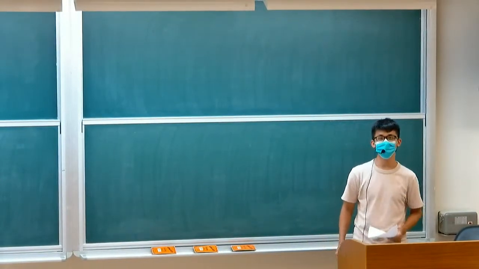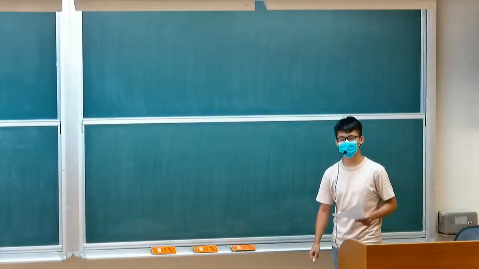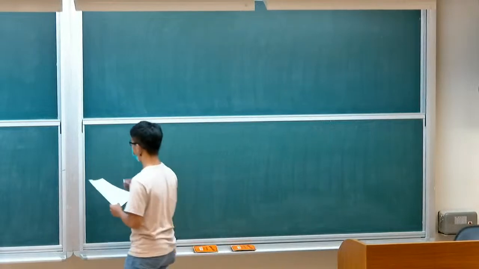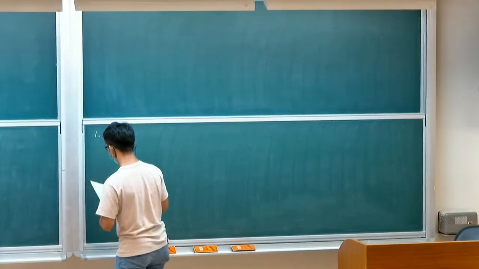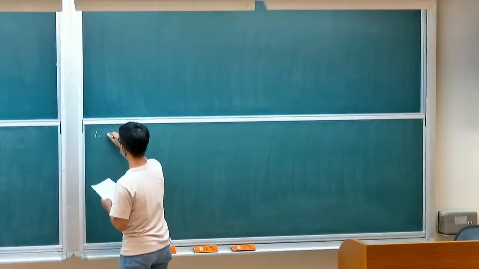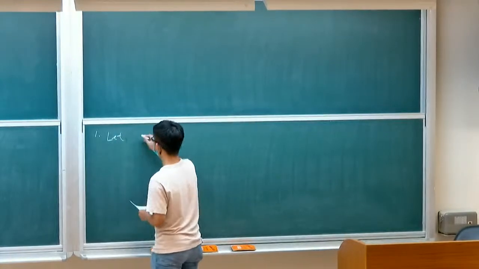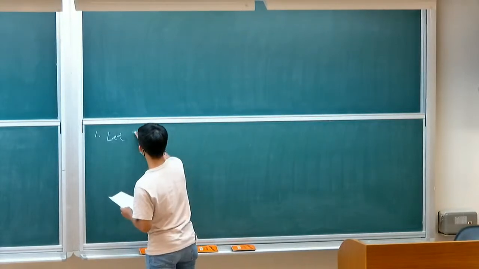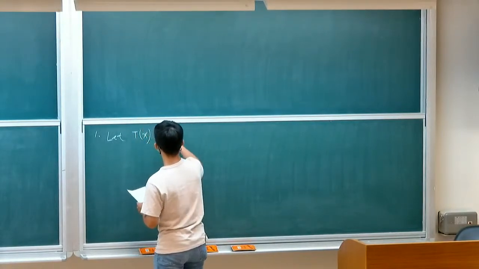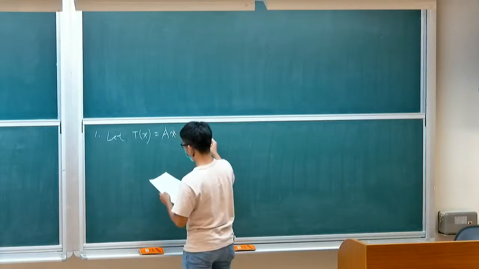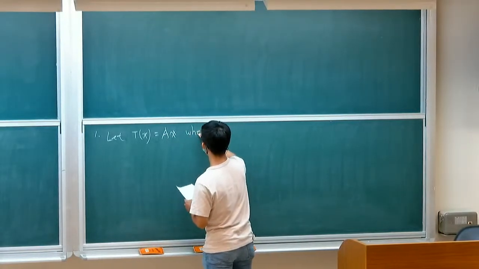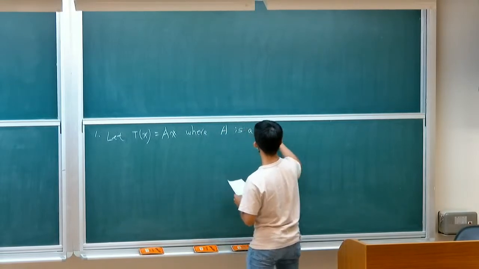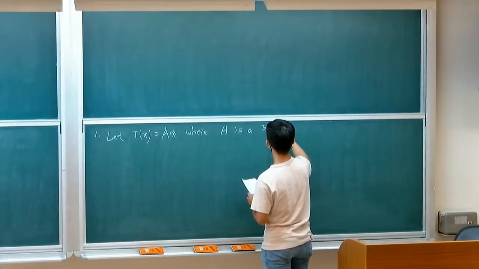Hi, welcome to this week's recitation. Let's start from the exercises in section 2.3. In this exercise, let T of x equal Ax, where A is a 3 by 3 matrix.